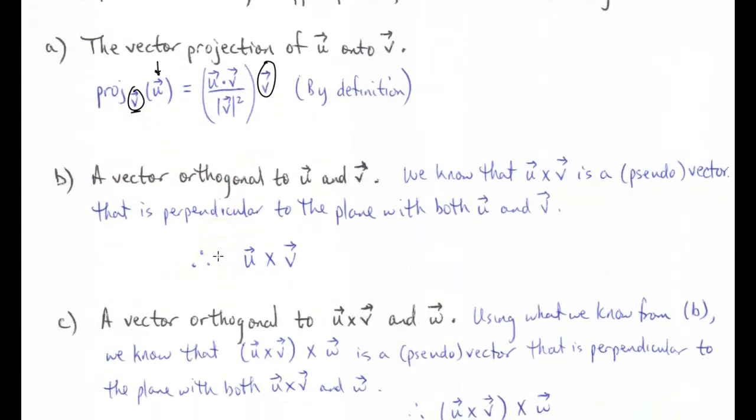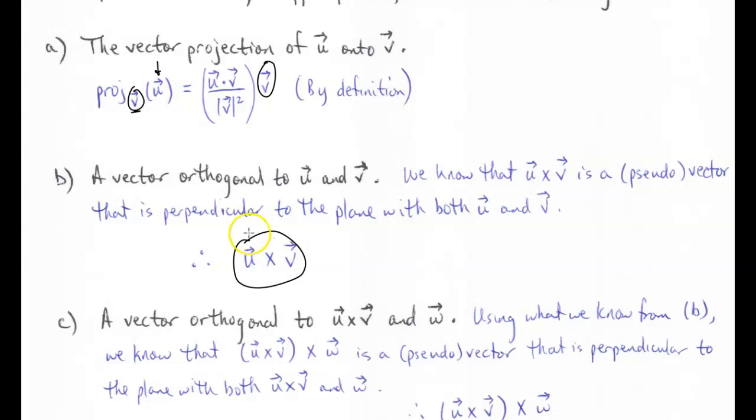So if we want to find a vector orthogonal to u and v, another way of saying that is we want a vector that's going to be perpendicular to both of these vectors. Well, we know that the cross product pseudo vector result actually ends up being that. So by definition of what the cross product is supposed to yield, we know that u cross v is going to be a vector that fits that description.